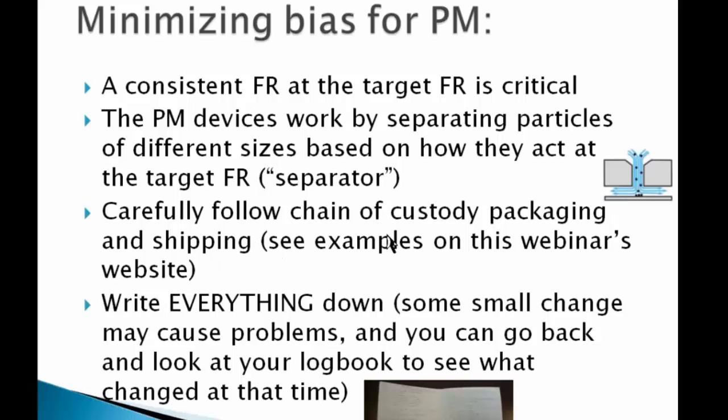You carefully follow chain of custody packaging and shipping, and we have a folder on the website where you can click and see different examples of chain of custody documentation. You write everything down. Some change that you made could cause a problem, and you might not realize it at the time. But you can go back and look at your logbook to see what changed at that time. If, for example, you see all of a sudden a jump in your particulate matter results coming back from your lab, you could go back and look at your logbook and see what changed around that time. And the only source you have for that is the detailed notes that you keep in your logbook.